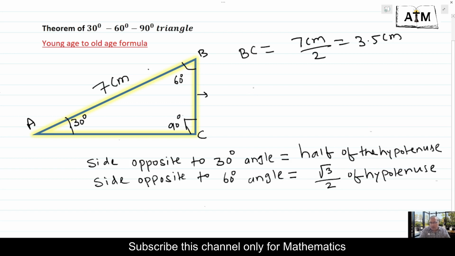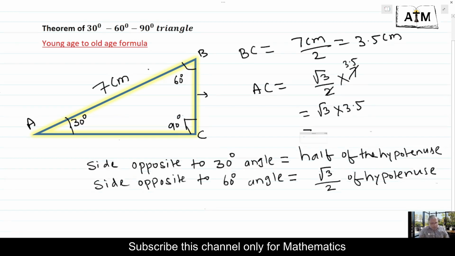And the value of AC, that is opposite to the 60 degree, equals root 3 by 2 into 7 centimeters, equals root 3, 2 ones are 3.5, so root 3 into 3.5 centimeters. Now root 3 equals 1.732 into 3.5. If you multiply that, you will get roughly about 6.06 centimeters. So this way we use the 30 degree, 60 degree, 90 degree property.